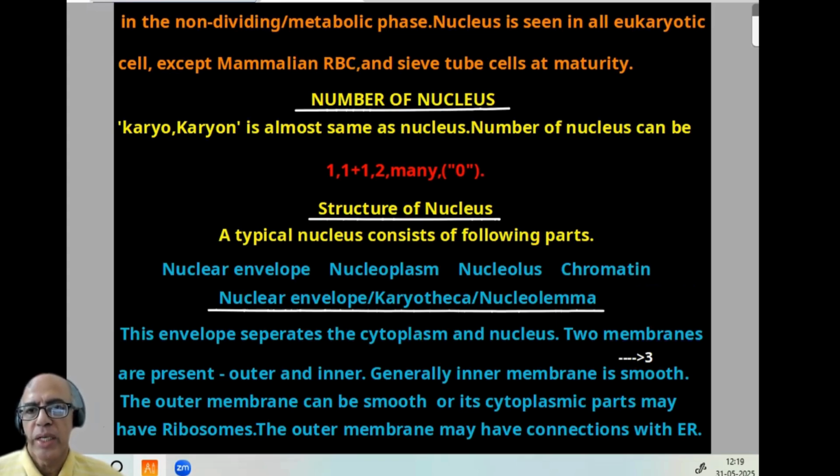No nucleus and well-developed cell organelles. There is a group called eukaryote viruses. So better use prokaryote. We cannot find any well-developed nucleus. Now comes the structure of the nucleus. 4 parts: nuclear envelope, nucleoplasm, nucleolus, chromatin.